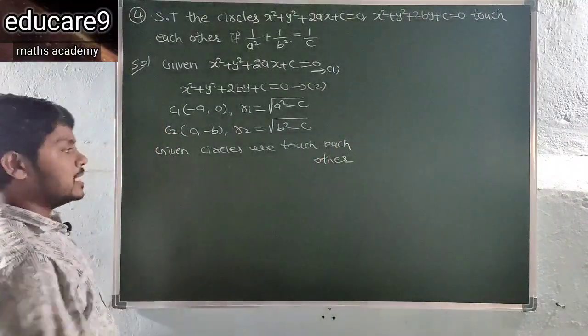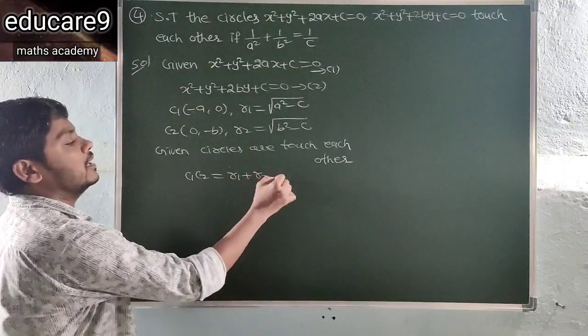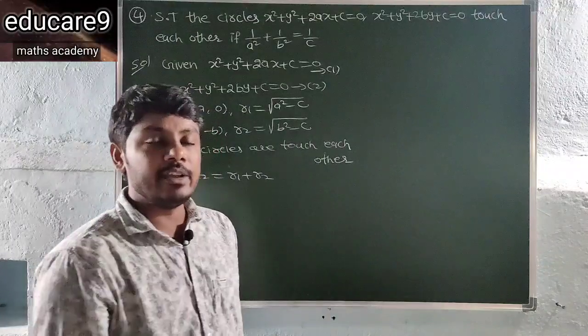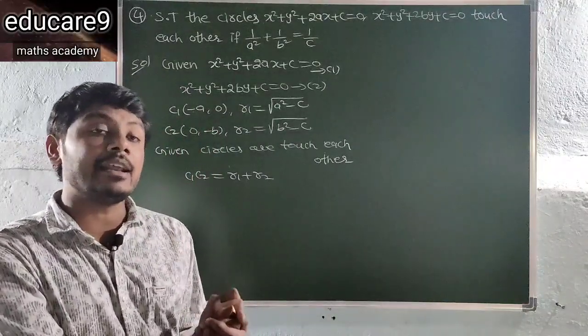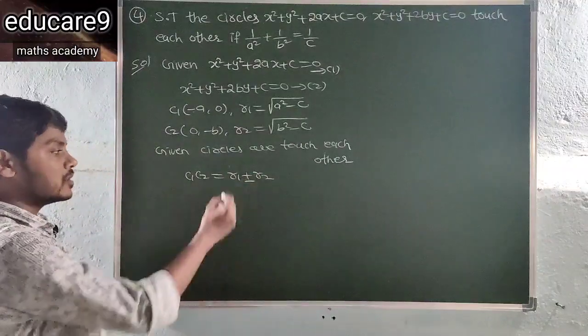So clearly, what is the condition? C1C2 is equal to R1 plus R2 if two circles touch each other externally. If two circles touch each other internally, in that case you will get minus.